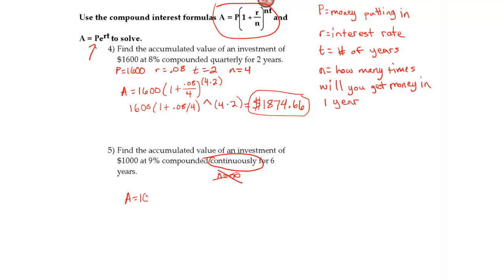So A equals 1000 e to the r, which is 0.09, times t, which is 6. Remember that the e button is on your calculator. You do second ln, and it's 0.09 times 6. Again, that exponent needs to be in parentheses, but your calculator should put the open parentheses for you. When you press the e button, it should do e to the and give you an open parentheses, or just make it look like an exponent, depending on what kind of calculator you have. So this is 1716.01. That's our answer.